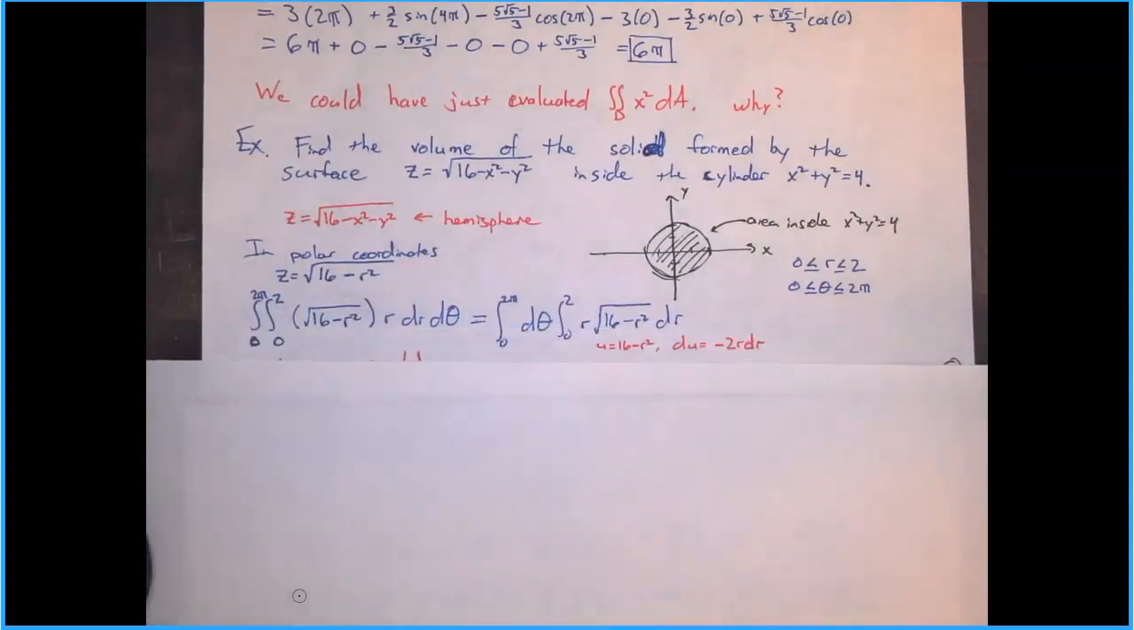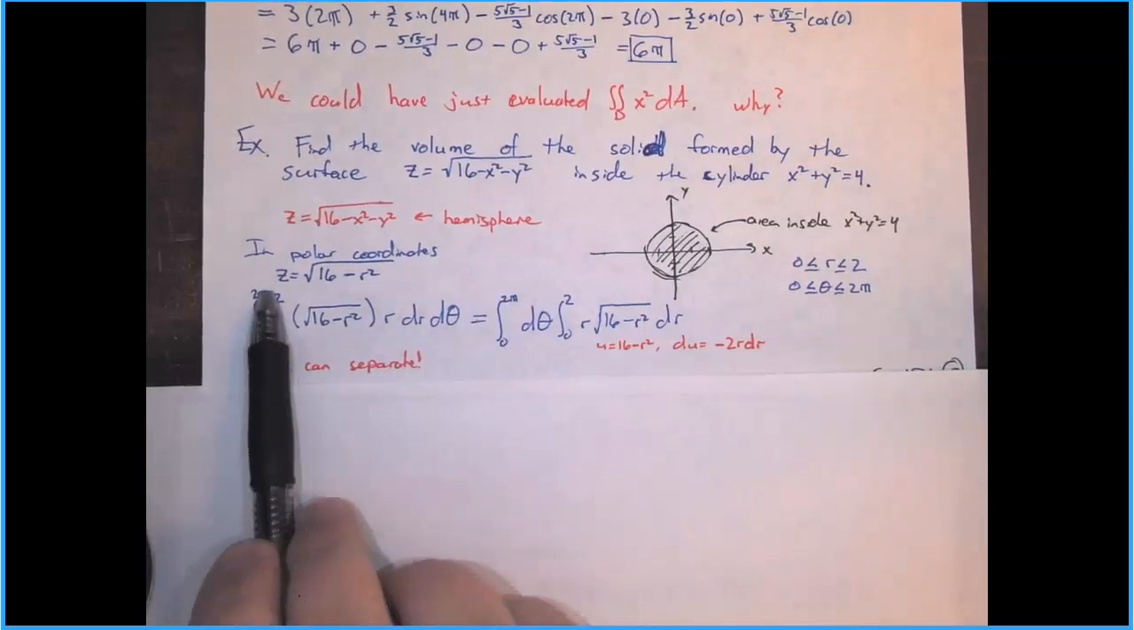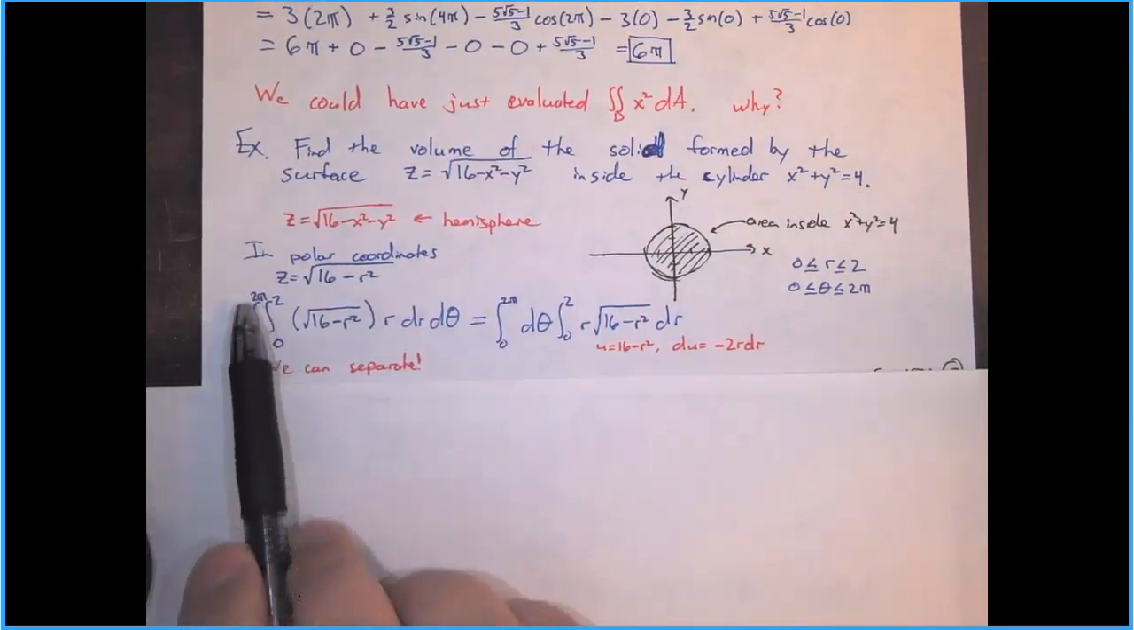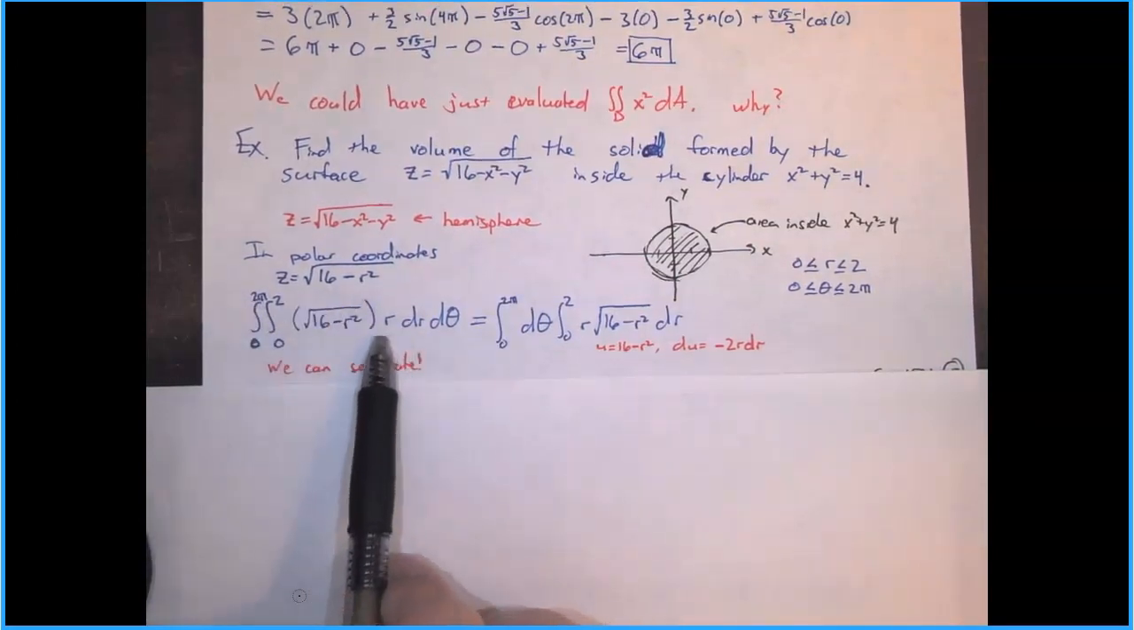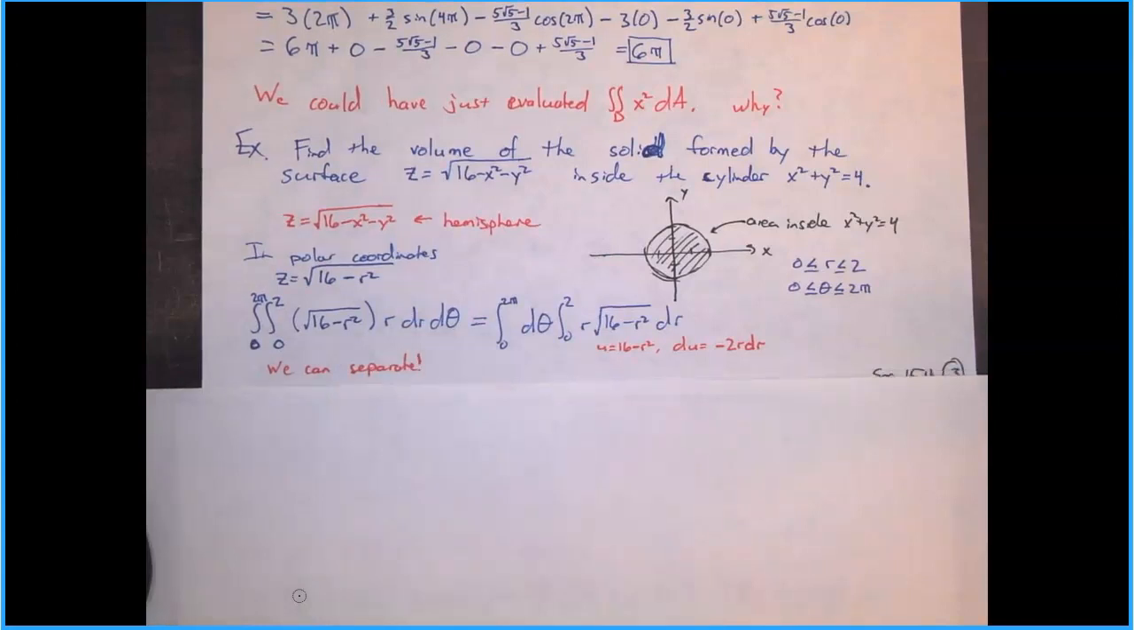Now when I set up this integral, again, here are my bounds. In theta, I'm going from 0 to 2 pi. In r, I'm going from 0 to 2. Here's my function. Don't forget, we need to multiply by r. So I have this r I need to multiply my function by, dr d theta.